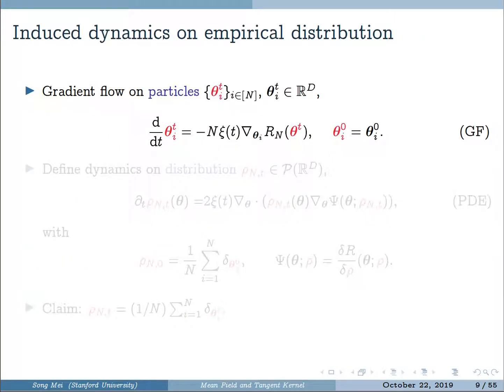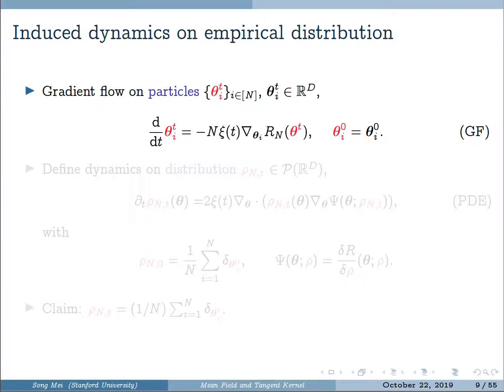So that means if you consider the continuous time gradient flow on the parameter theta i from 1 to capital N, we regard this parameter theta i as particles, so I will call them particles. The particles will just go in the direction of the negative gradient of the risk function. At initialization, we take it to be theta i 0.